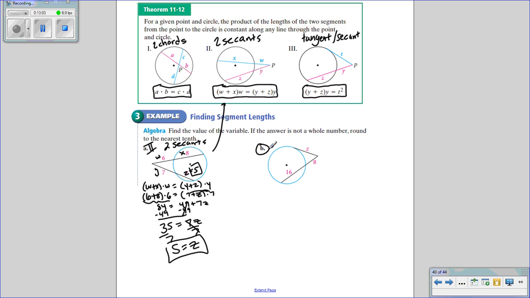All right, over here, example B, this is a tangent. So we have a tangent and a secant.